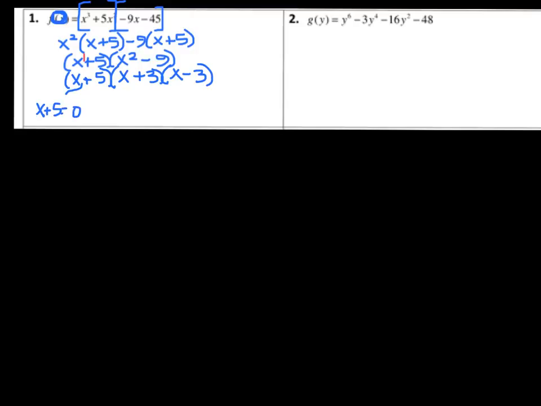That's going to give me negative 5. I'm going to set this one equal to 0. That gives me a negative 3. And I'm going to set this one equal to 0.